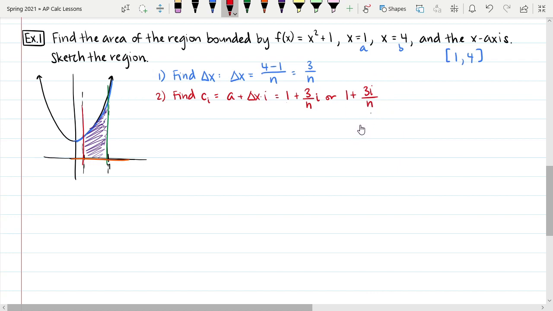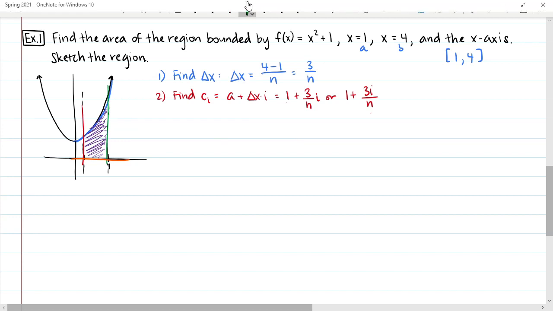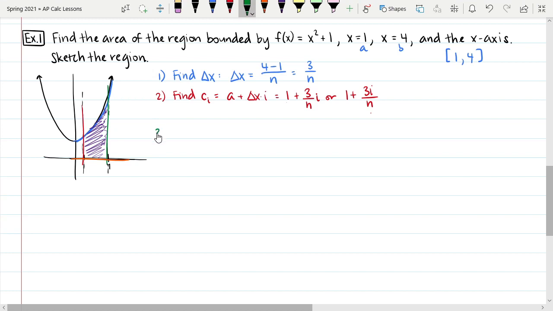It's a personal preference. Now, the next thing we're going to do, remember in the definition for the limit, it involves delta x, which we have, but it also involved f of c sub i. So before we work with that expression for the summation, let's actually find our expression for f of c sub i. We're going to do all of that work now. So find f of c sub i.